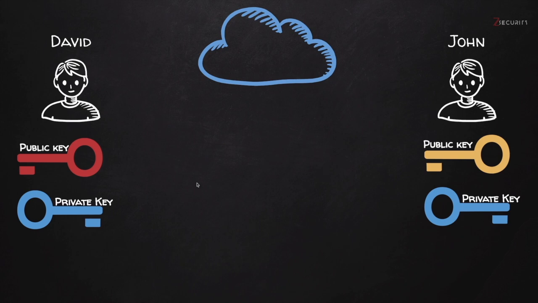Therefore, for this to work, for example, if David wanted to send a message to John, he would have had to get John's public key. Same goes for John. If John wanted to send something to David, he would have had to get David's public key. And to exchange the keys, in the previous lectures, we used email to send the keys from one person to another. Now, you can use any method of communication.